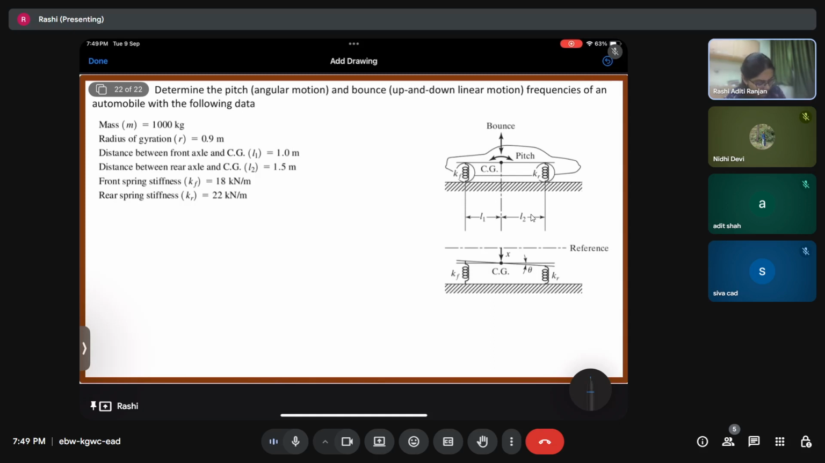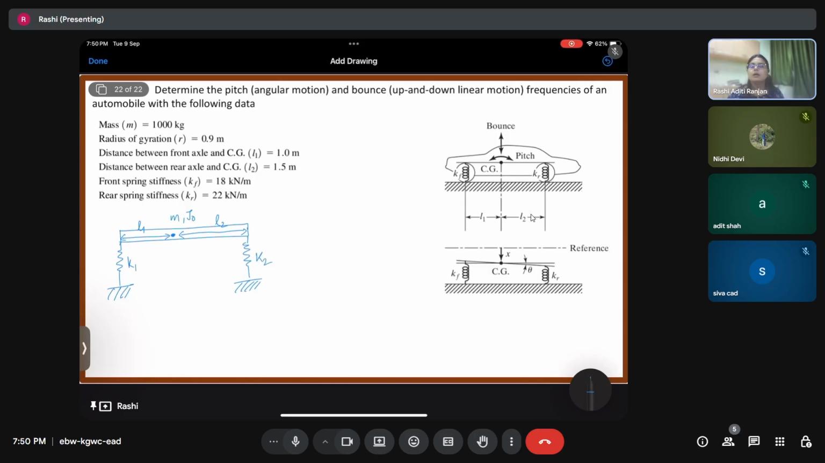So let us say that we have a rod like this. Here we have its center of gravity. This is L1, this is L2, and these both are connected by springs like this. Mass and J theta. And this is K1, this is K2.